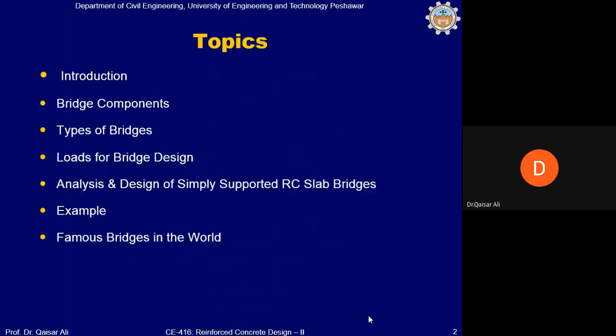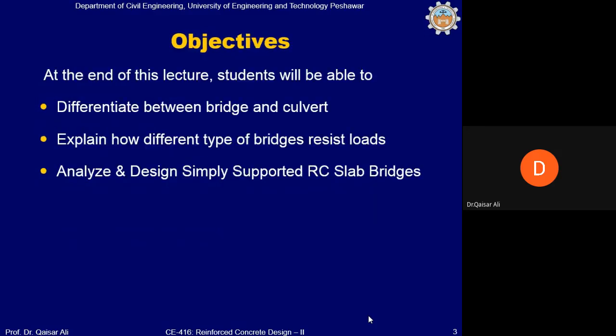Topics included in today's lecture are introduction, then bridge components, types of bridges, loads for bridge design, and one complete example on the analysis and design of simply supported RC bridge, famous bridges in the world at the end. The objectives of the lecture are that students will be able to differentiate between a bridge and culvert and explain how different types of bridges resist loads and analyze and design simply supported RC slab bridges.